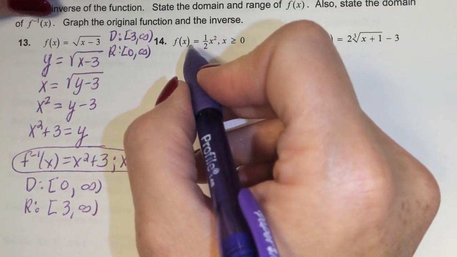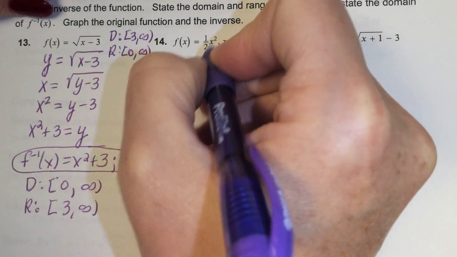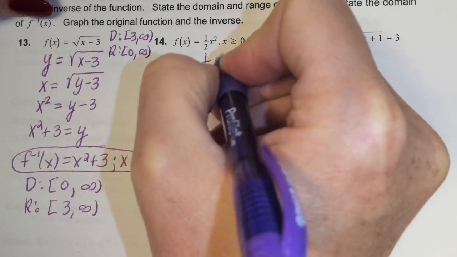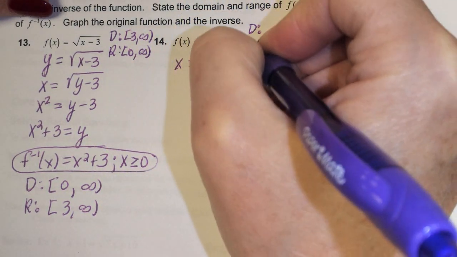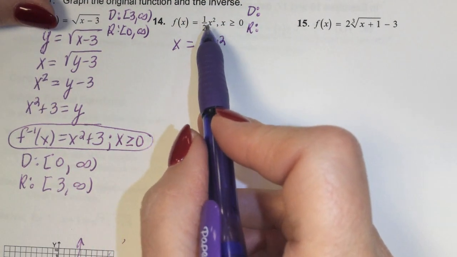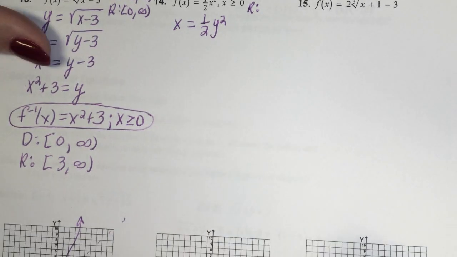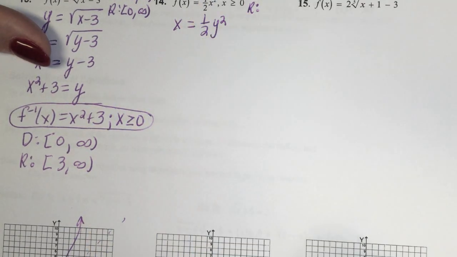Over here, finding the inverse function. This is y becomes x. This is x becomes y. Looking at my original, I have to state the domain and the range. I'm going to go ahead and graph it. I've got a parabola that opens up. And we know that it's got 1/2 in front. That's going to be a shrink of a half.